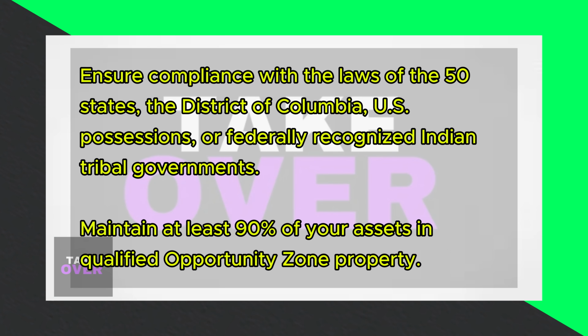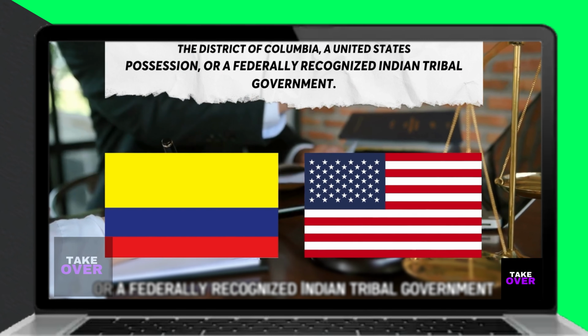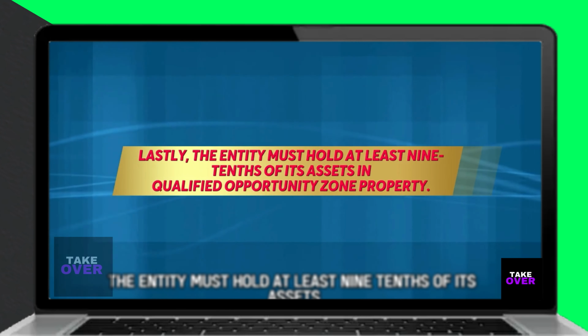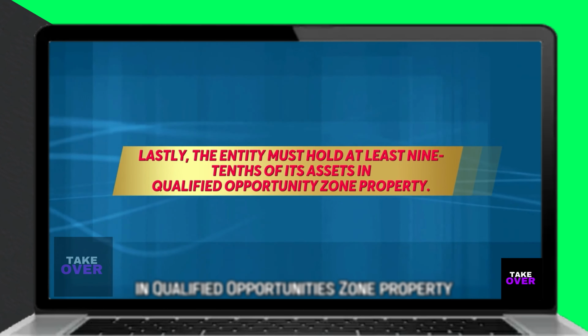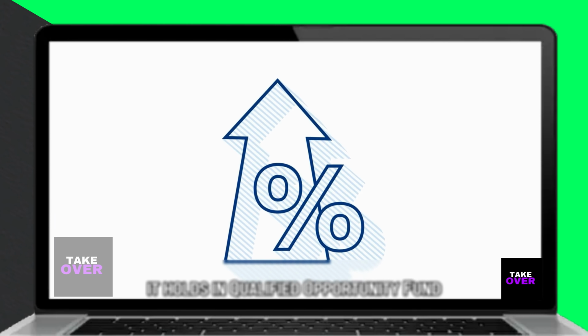Finally, the entity must hold at least 90% of its assets in qualified Opportunity Zone property. This is determined by the average percentage of assets it holds in the Qualified Opportunity Fund, as recorded on the last days of the first and last halves of the fund's tax year.